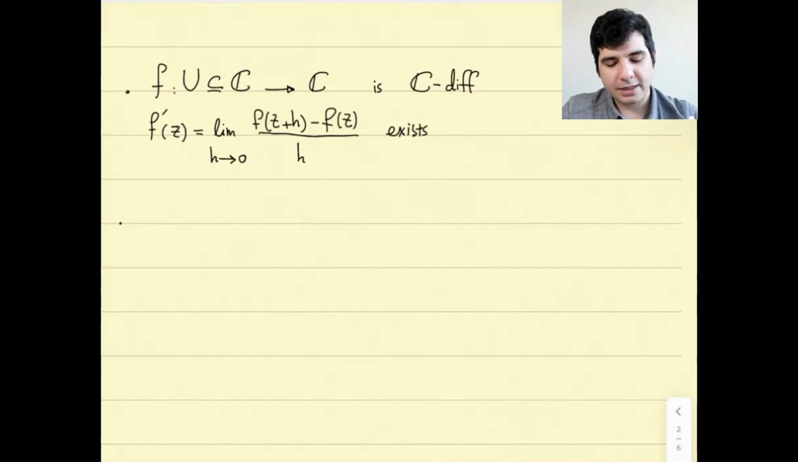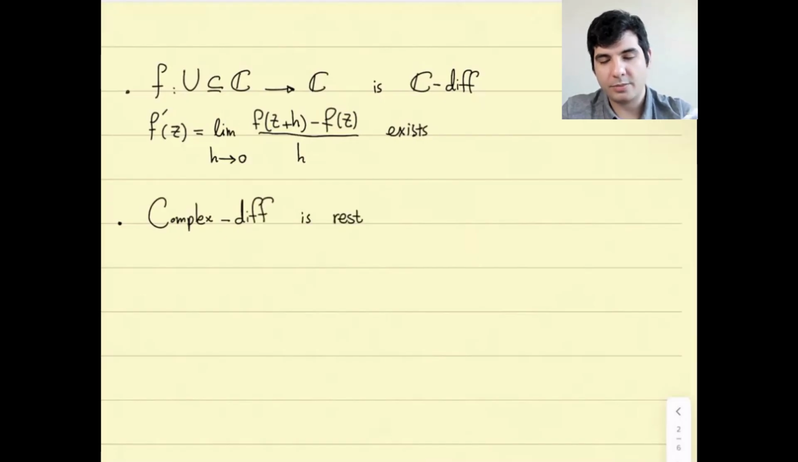The other thing we learned is that being complex differentiable is very restrictive. Although it really looks like being real differentiable, the limit definition really is similar to the differentiability in calculus for real valued functions, this is really different. So we said being complex differentiable is quite restrictive, a very hard property to have.